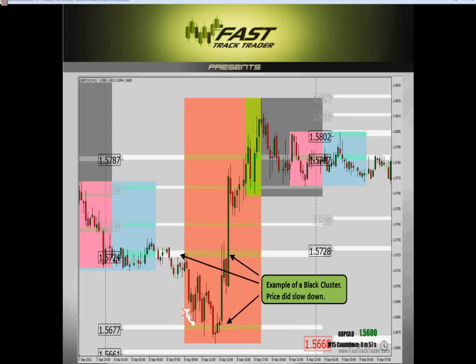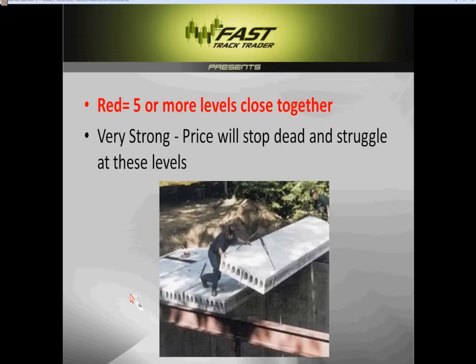Got it? Now red, this is like Spancrete or concrete, you know, they build highways with this stuff. Red is 5 or more levels close together. It's very strong. Price will stop dead and struggle at these levels. Red, 5 or more. The biggest I've seen is 9, and I'm telling you, price wasn't going through that thing. Trust me. I'll have to pull that one out and show you.